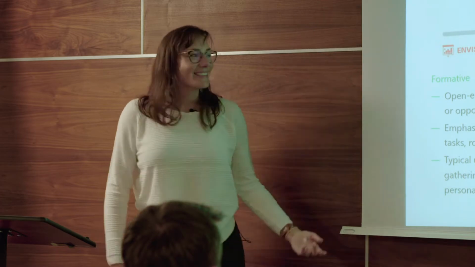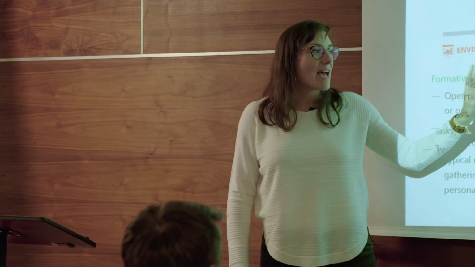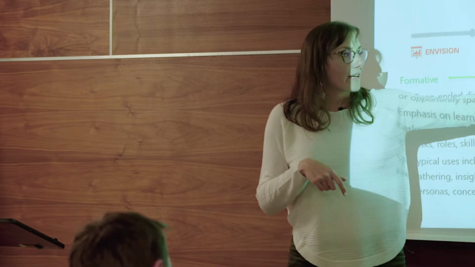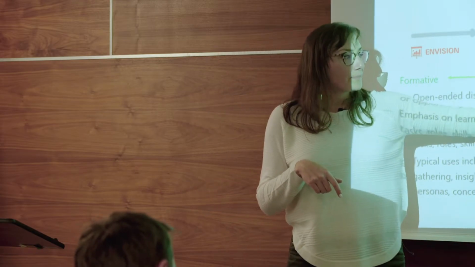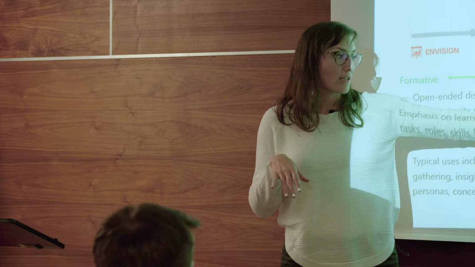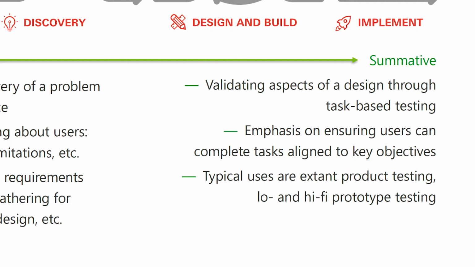The other side, slide please, is summative, and that's about validating things. So you've done a bunch of work, and now you've figured out the direction that you're headed in. Now you need to do some summative to check and see if you're heading in the right direction. This is about course correction at this point. So you're validating aspects of the design through task-based testing. The emphasis is on ensuring users can complete tasks aligned to the key objectives, and typical uses are existing product testing, low and high-fi prototype testing, those sorts of things.